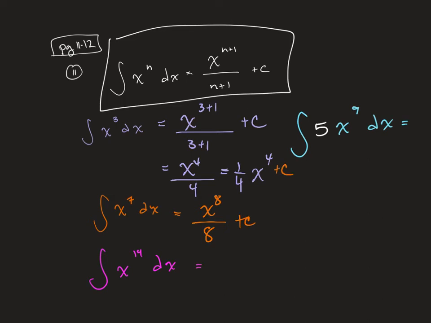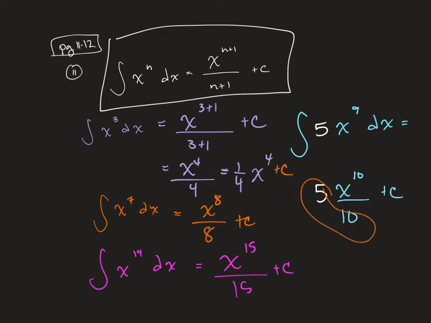X to the 14th would be x to the 15th over 15 plus c. And then if you had something like this where you have a coefficient with the power, really just set that coefficient aside. So you're still going to have that, and the antiderivative of x to the 9th is x to the 10th over 10 plus c. And then you can deal with like, oh, 5 over 10, that gets me 1/2 x to the 10th plus c. Let me know if you have questions about that rule.